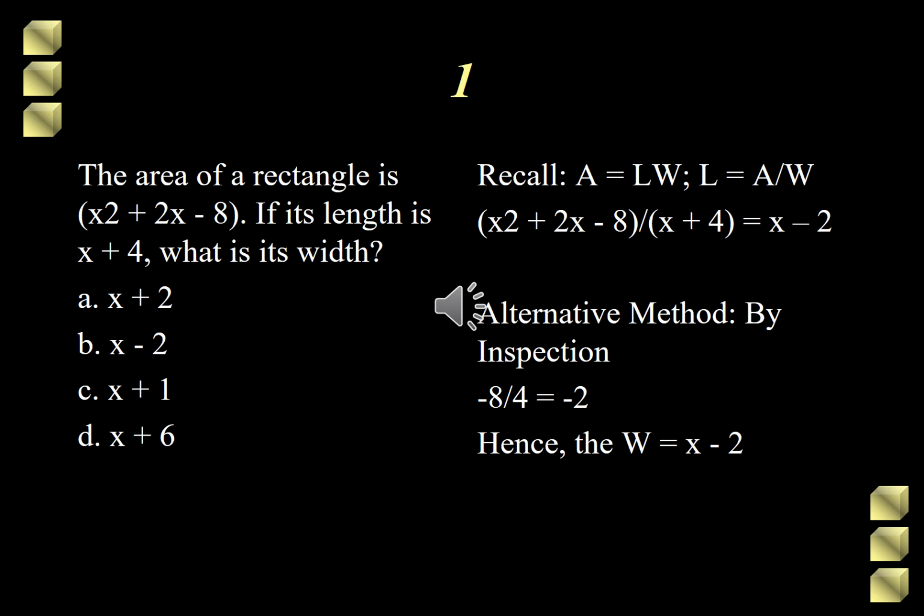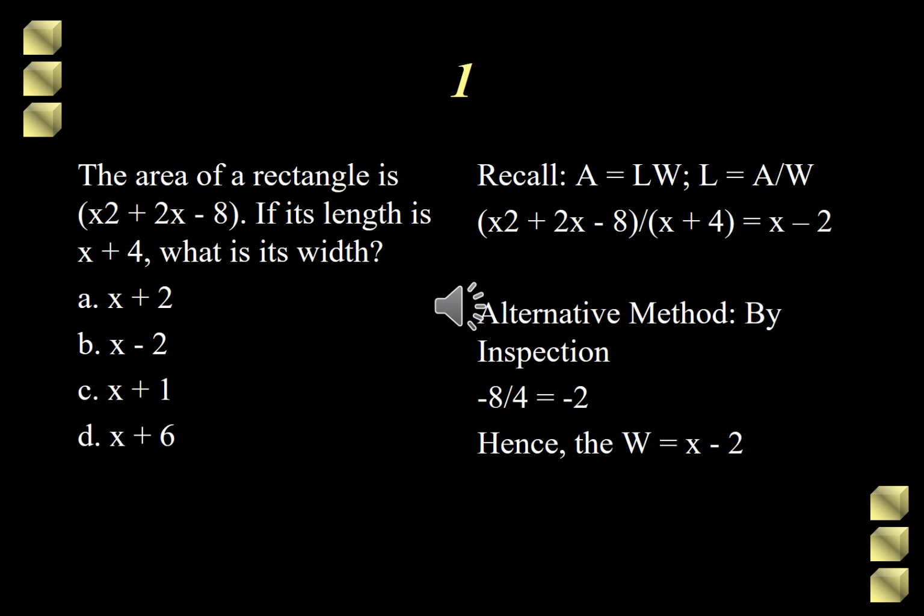Now, in this problem, the area is given as a polynomial, and one of its dimensions, in this case the length, is also a polynomial. In this case, the area is a trinomial and the length is a binomial. So firstly, we shall recall the concept of an area, particularly the area of a rectangle.